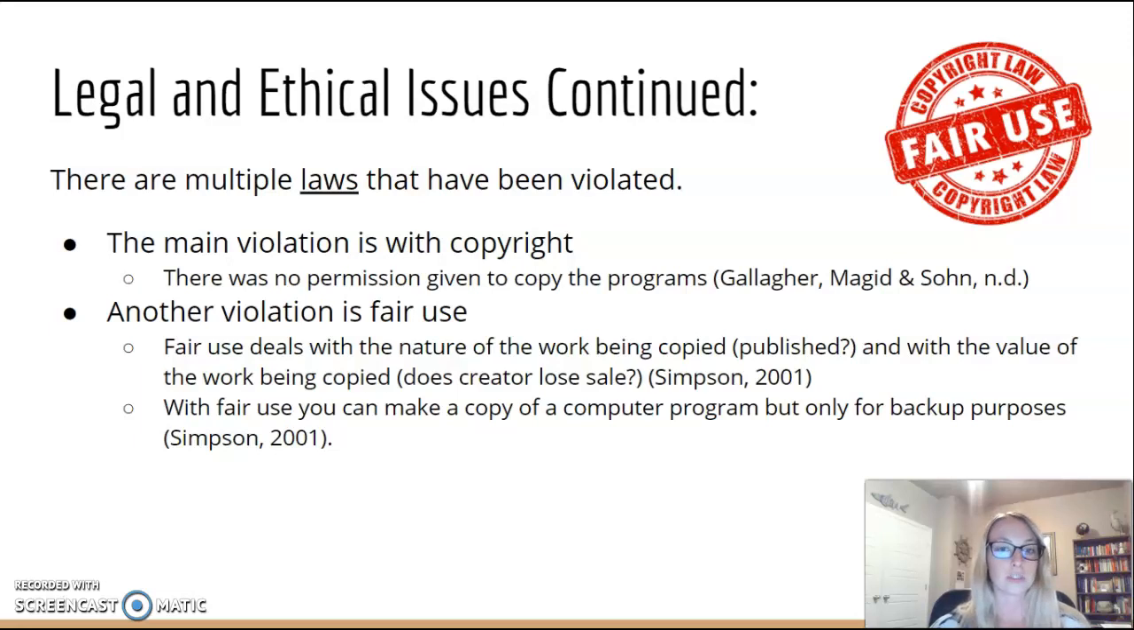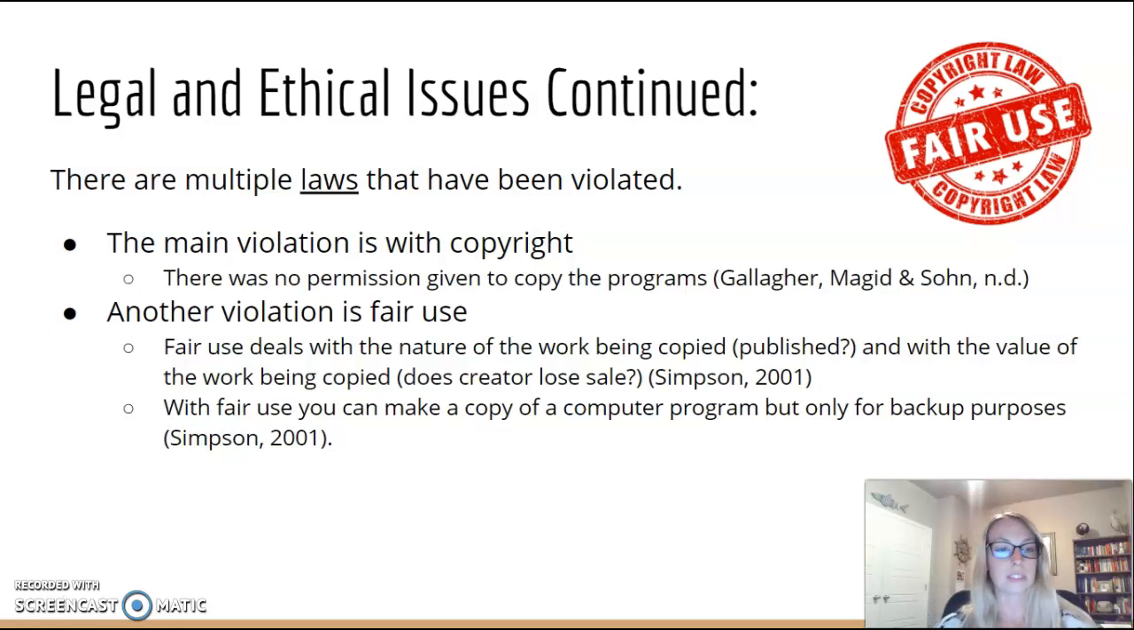Fair use deals with the nature of the work being copied. Is it published? Is it not published? This violation with fair use also deals with the value of the work being copied. Does the creator lose the sale? Which is something we already talked about. This computer program was published and it was for sale, so copying them violates both those parts of fair use.